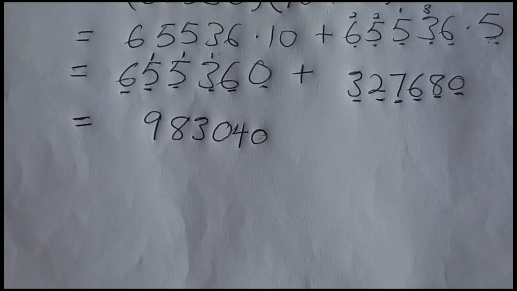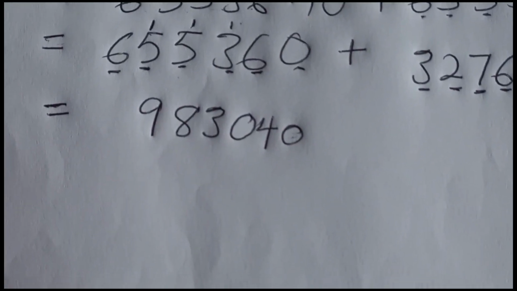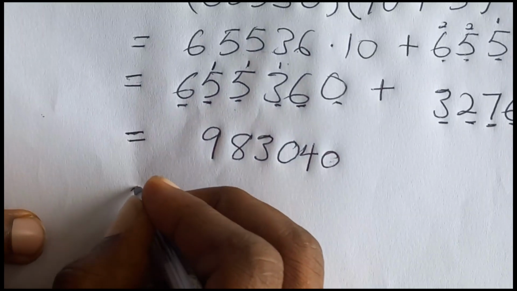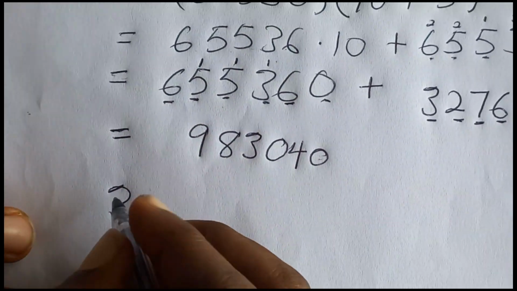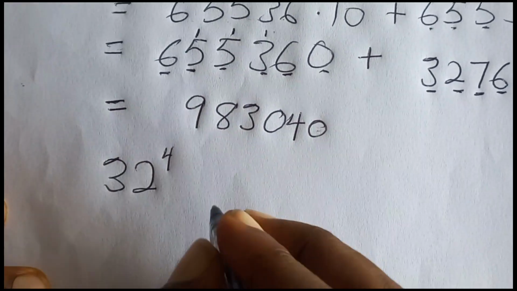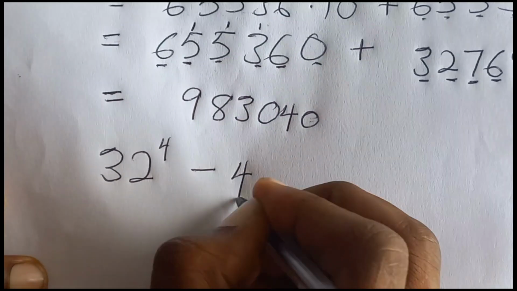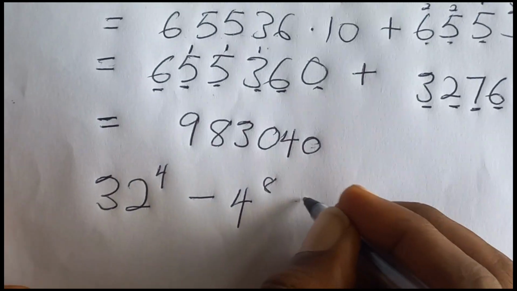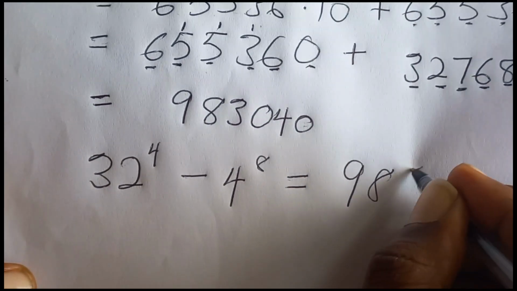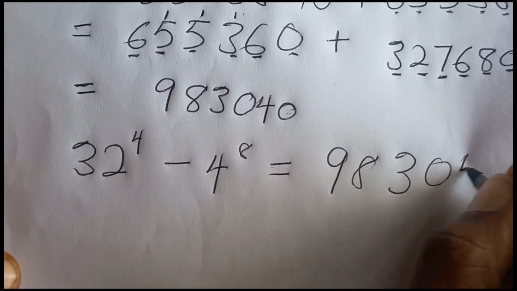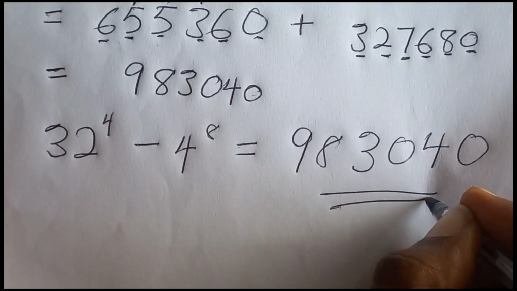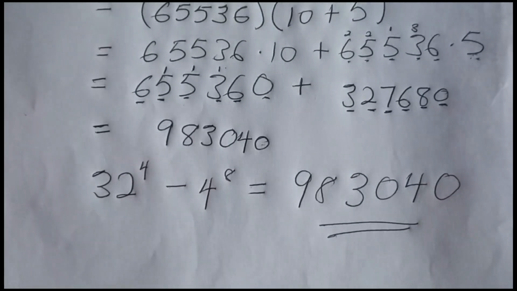So if you look at this, we can say that 32 exponent 4 minus 4 exponent 8 gives us 983,040. So this is our final answer for this question.